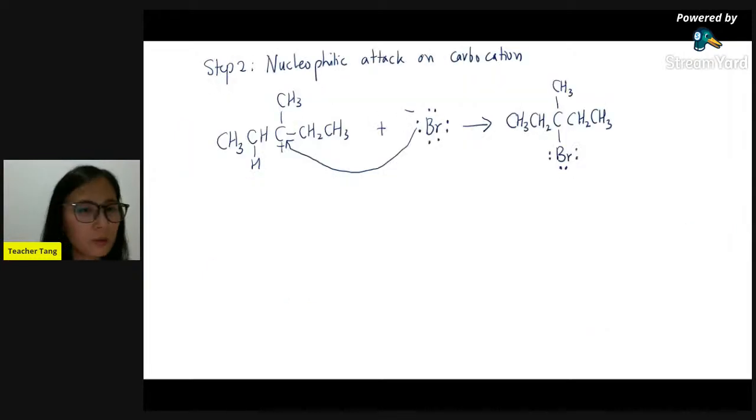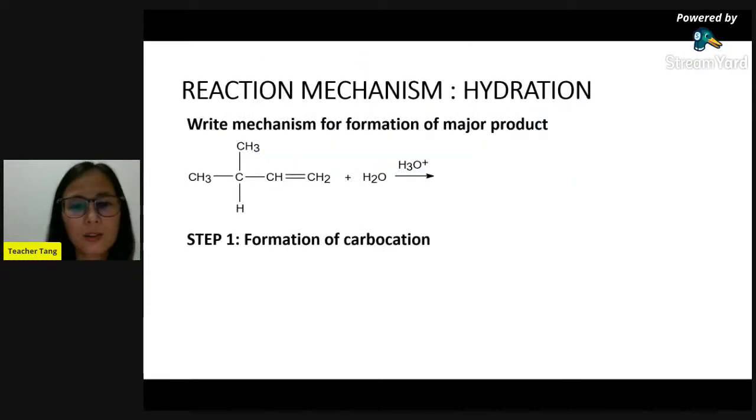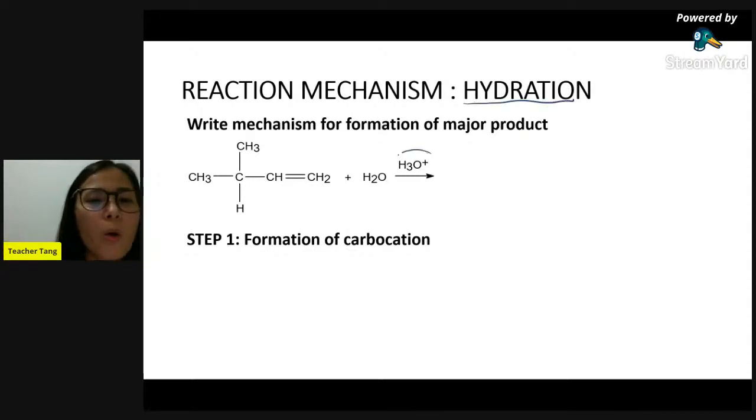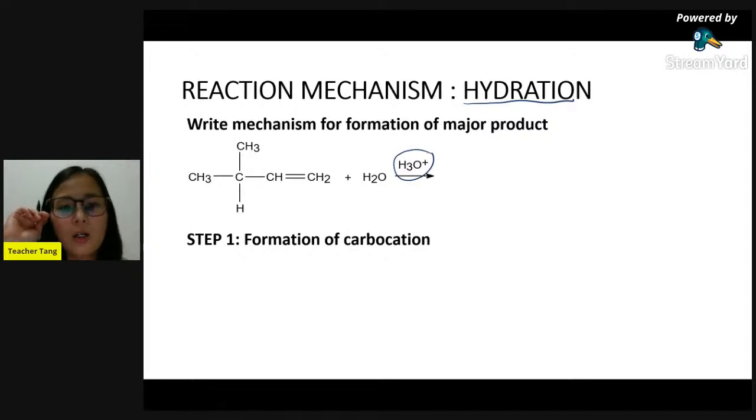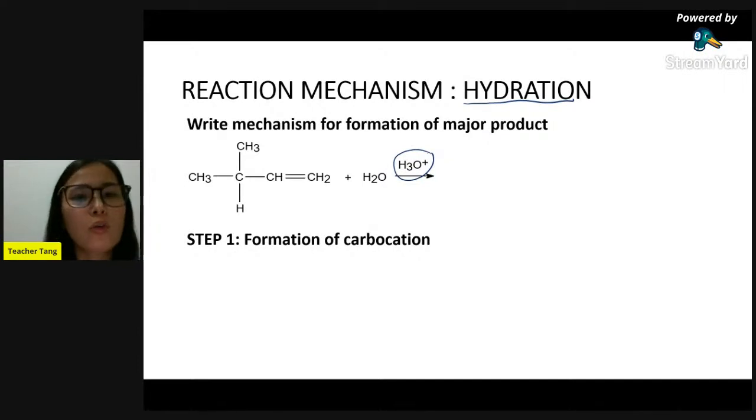So done copying. So if done, then we move on to the next one. So now we move on to look at hydration. So in hydration, we require acid as the catalyst, okay, for this reaction. Okay, so now shall we move on to look at the mechanism for hydration. Okay, before we move on to look at the mechanism, shall we write the products? Okay, so shall we draw the products for hydration?